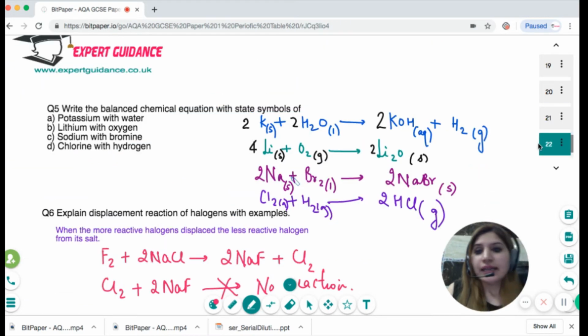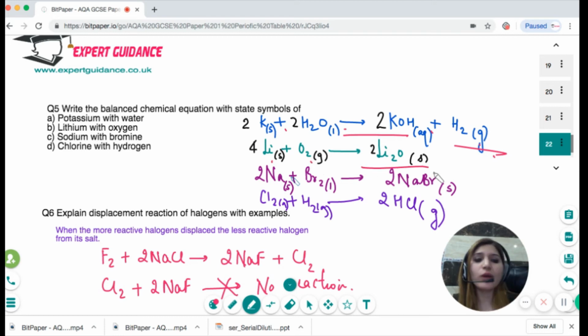Okay, next is to write the chemical reactions. Potassium with water forms KOH plus hydrogen. Remember, there'll be fizzing. It's an alkali, so the pH increases. Lithium with oxygen is lithium oxide. It can form a layer and make the metal look dull. Sodium with bromine is sodium bromide, an ionic compound. We'll see the dot and cross diagram in the bonding chapter. Chlorine with hydrogen forms HCl gas.